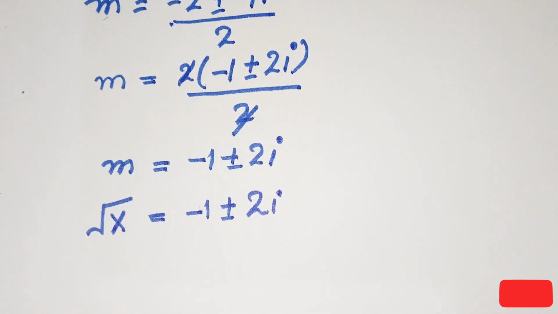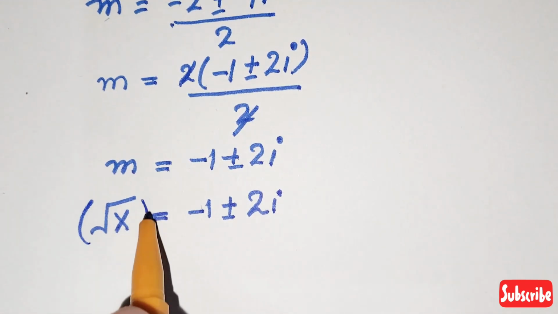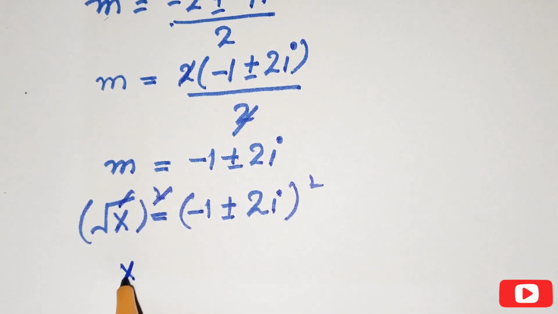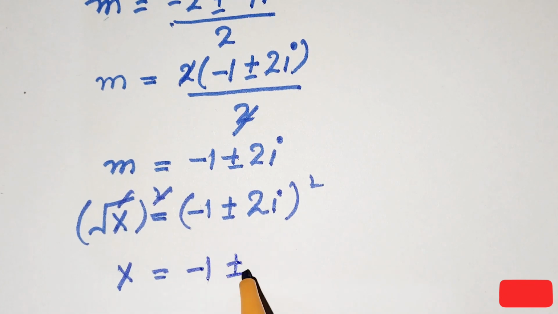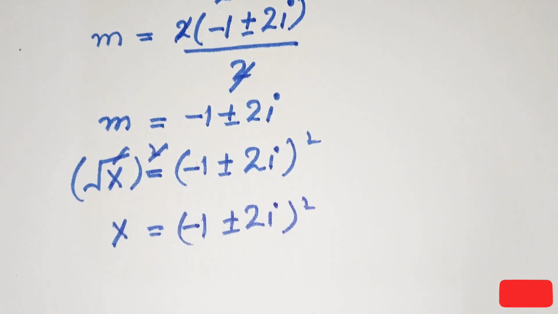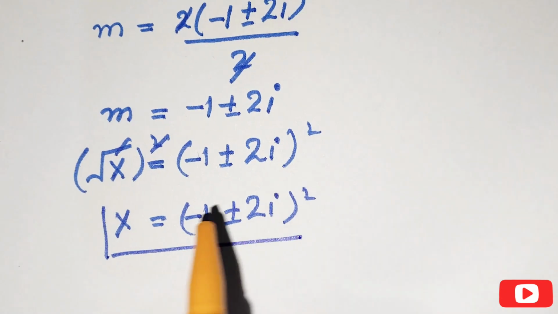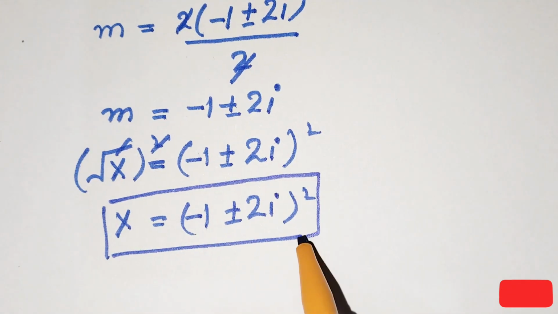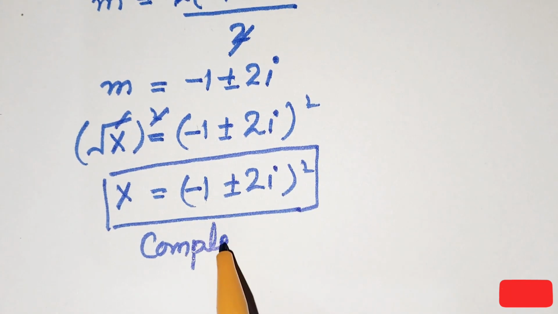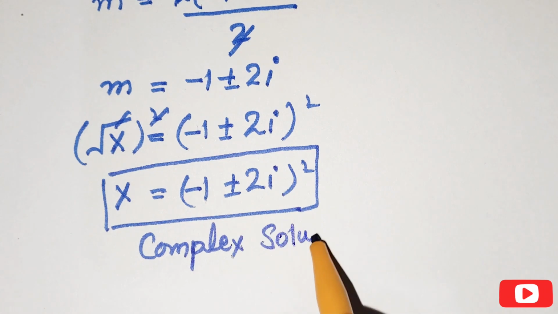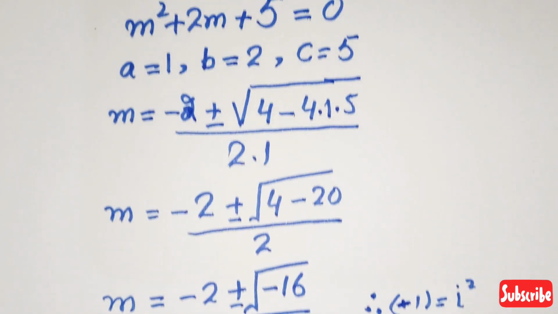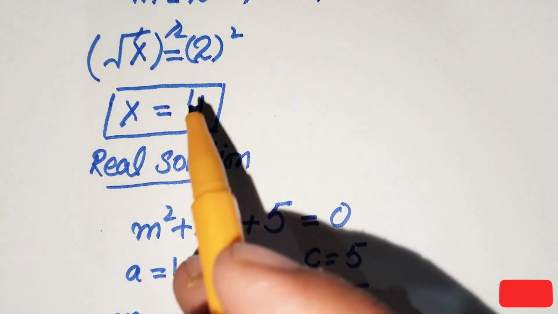So here we can see that we have to find the value of x. So taking squares on both sides, the square root will be cancelled. Then x is equal to minus 1 plus minus 2i whole square. So it is actually a complex solution. It's a complex number, not real. So we have only one solution which is real, that is x equal to 4. As you can see, that is the value of x.